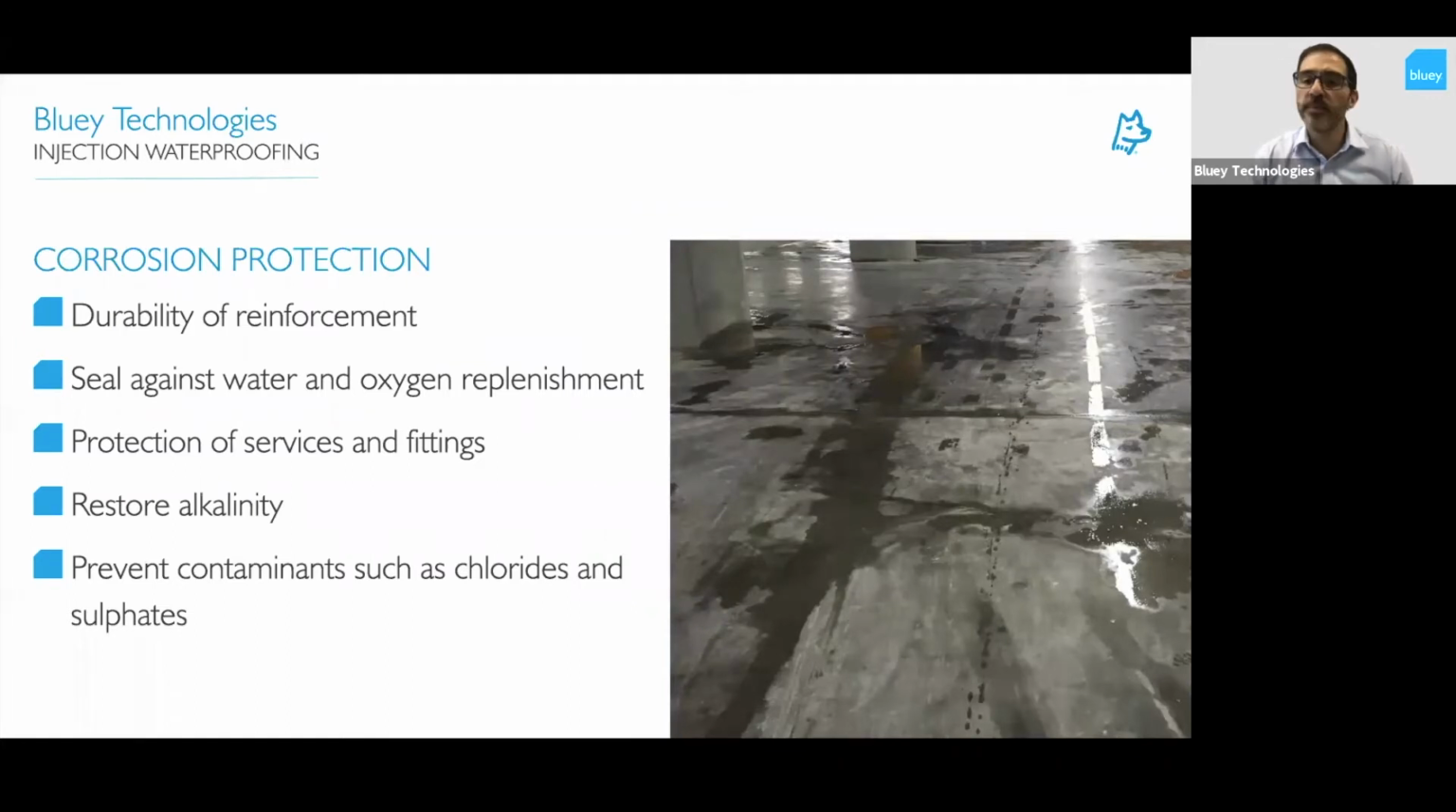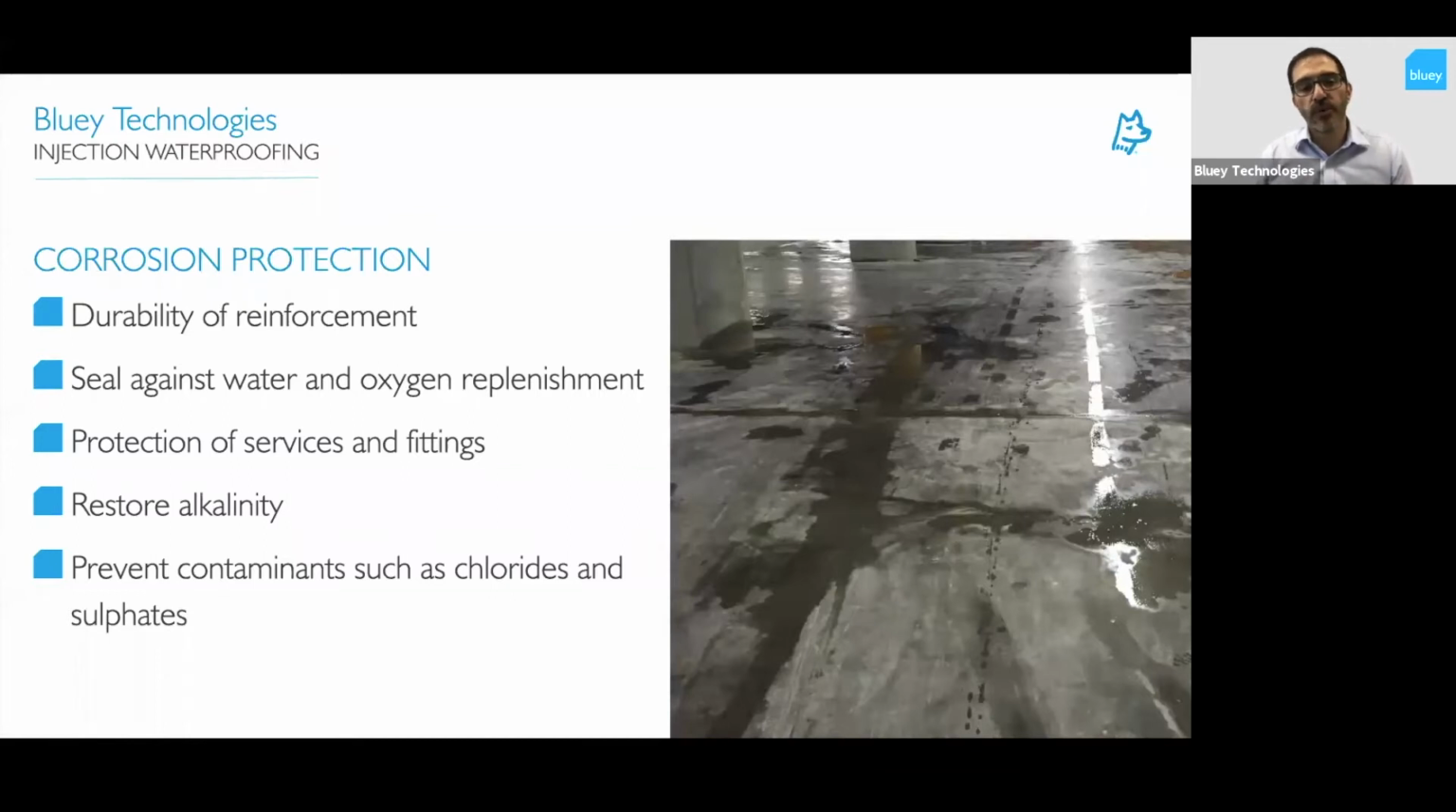So this is about durability of the reinforcement. We're sealing against water and oxygen replenishment. We want to protect the surfaces and the fittings that are inside the building or the structure, so we don't want water dripping onto fire safety equipment and other things which might cause corrosion.